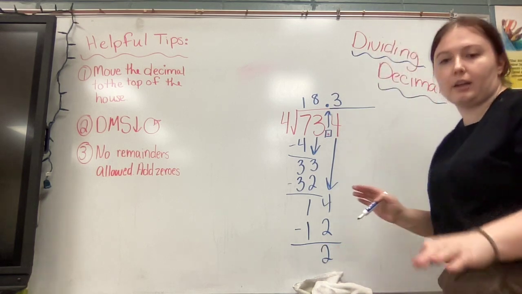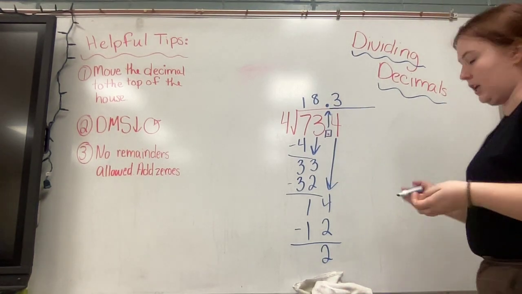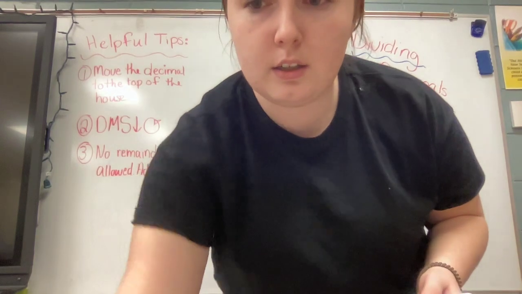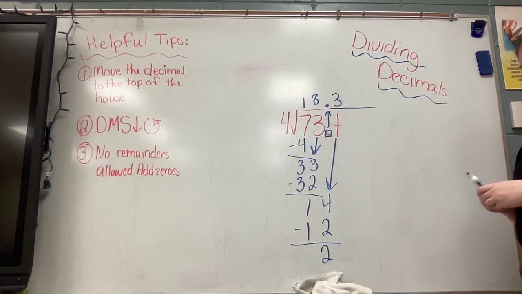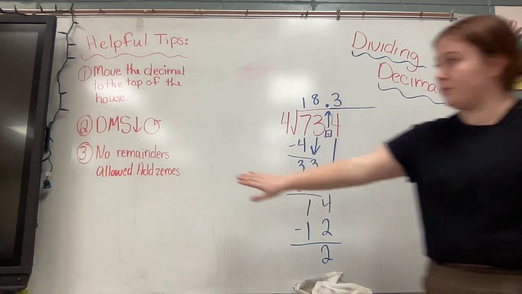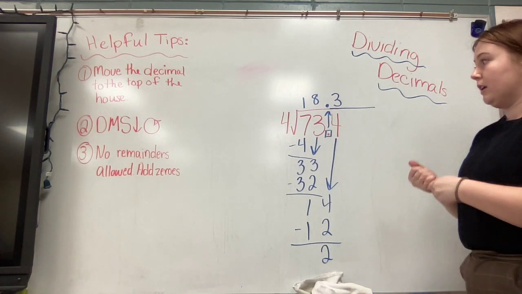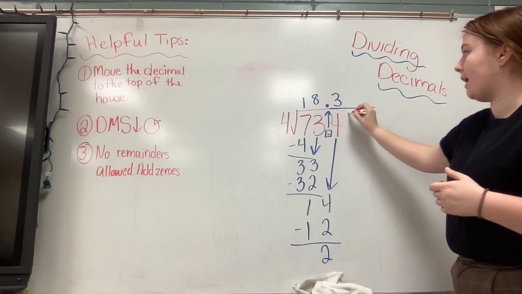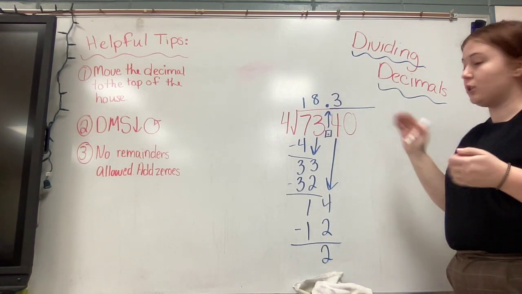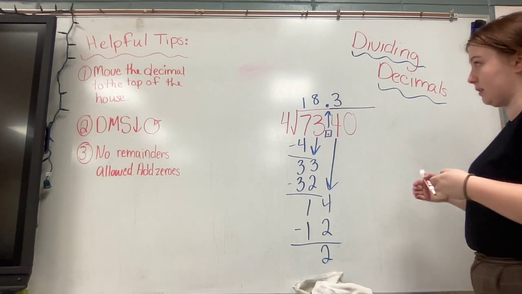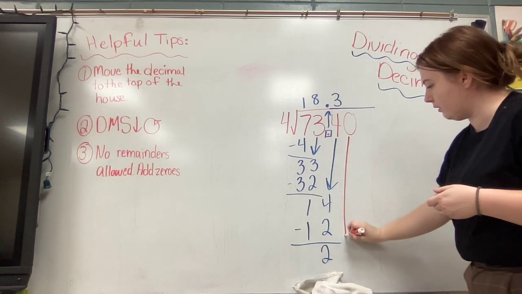Okay, this is the part we get confused on. What do I do when I get to this point, when I have a 2 there? This is where number 3 comes in. It can't be a remainder, right? I add a 0. Remember, if I add zeros to the back of my decimal, it doesn't change the value of my number. It's just a placeholder to help me get to the decimal point I need to get to. So I'm going to add a 0. I'm going to bring it down.